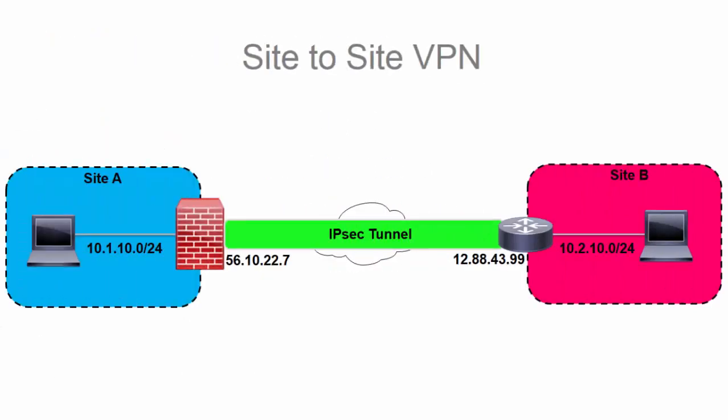In this video, we will establish a site-to-site VPN tunnel between an ASA and a Cisco CSR router. At site A on the left, we have the ASA with an inside LAN of 10.1.10.0, and on the right is site B with a router and local network 10.2.10.0. This tunnel will be configured via the command line on both devices.